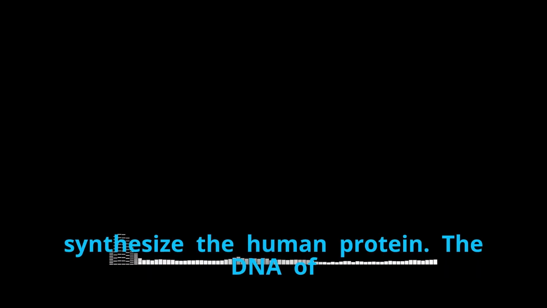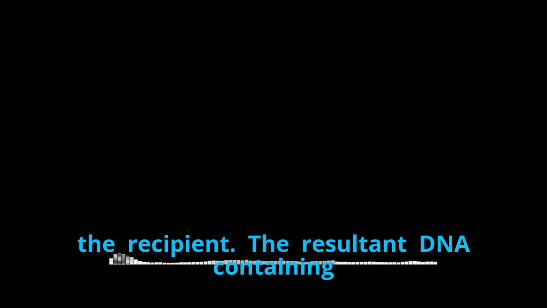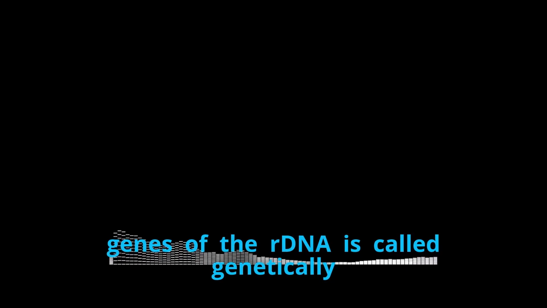The DNA of the transferred gene is called donor DNA, and it is inserted into the host DNA of the recipient. The resultant DNA containing the donor DNA or gene transferred and the host DNA is known as the recombinant DNA, rDNA. The organism which expresses the new genes of the rDNA is called genetically modified organism, GMO. GMOs are also known as transgenic organisms.